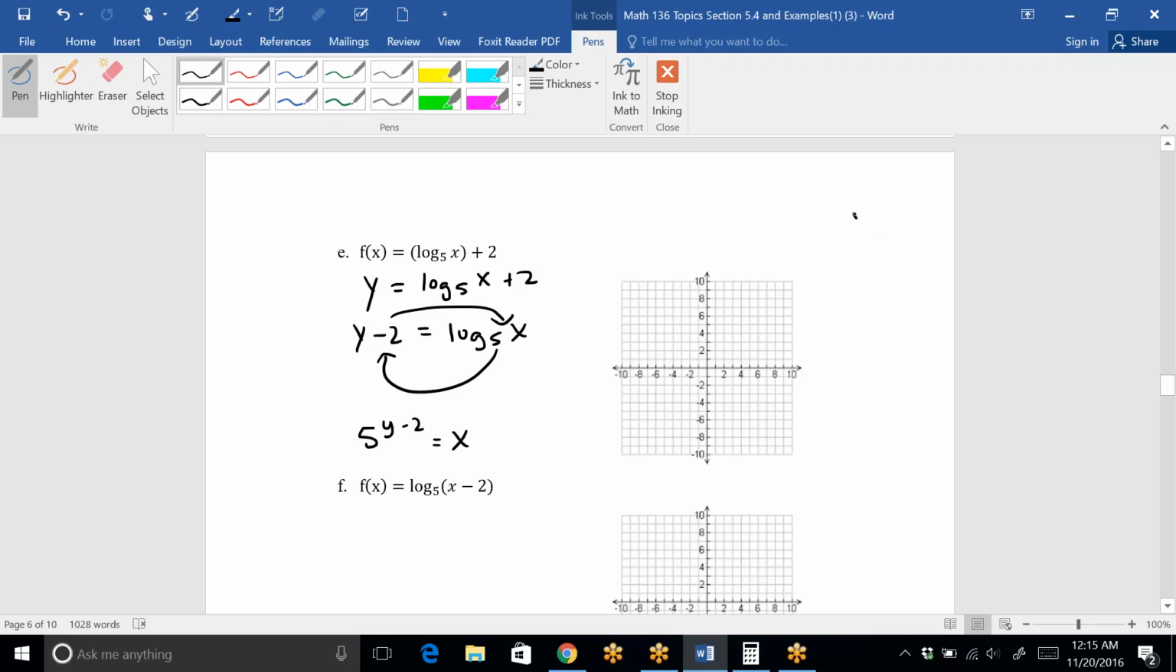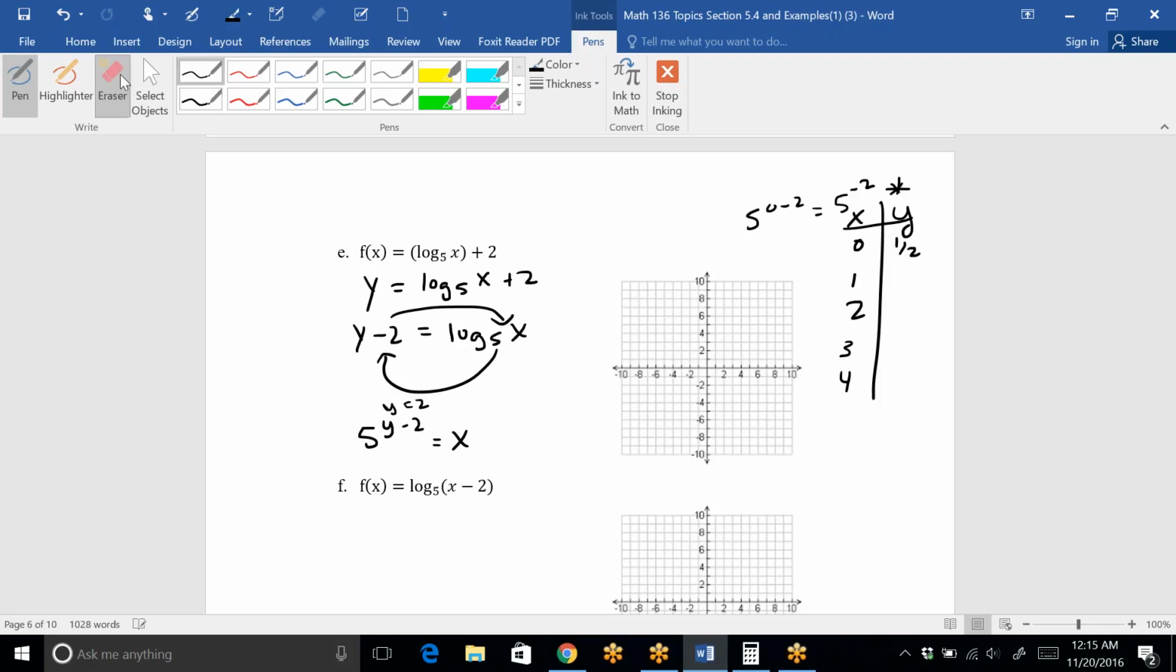When I'm picking my chart this time, I would be more careful. Because this exponent has something going on, I'm going to make sure I start with 2 in the middle of my chart so that I get a 0 out of this. Pick 2 numbers smaller and 2 numbers bigger. So 5 to the 0 minus 2 is 5 to the negative 2, so that's 1/25.